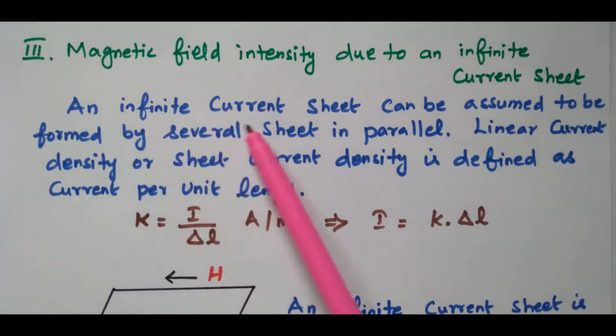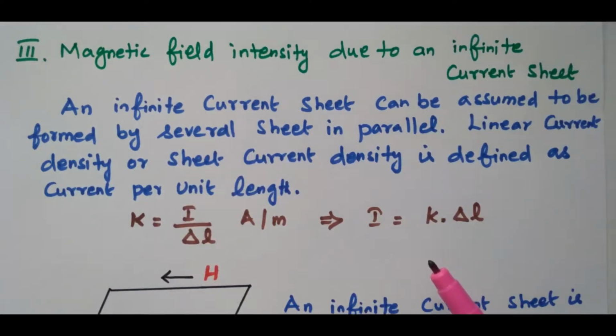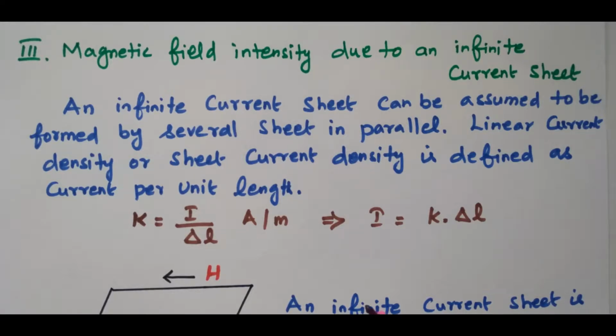An infinite current sheet can be assumed to be formed by several sheets in parallel. Infinite current sheet means there are n number of sheets placed in parallel, like a notebook. Each and every paper in parallel is an infinite current sheet. Like that, n number of papers are arranged in parallel. So linear current density, or sheet current density, is nothing but current per unit length.